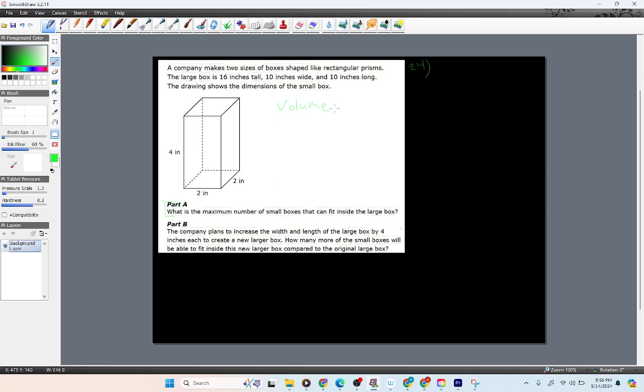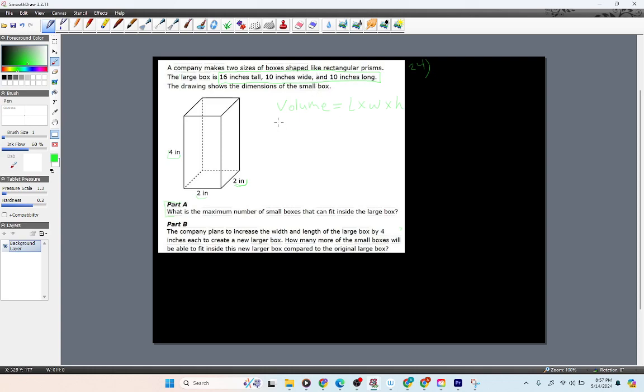And the formula for volume of a rectangular prism is length times width times the height. So our overall approach is going to be to find the volume of this large box shown by these dimensions and then divide it by the volume of this smaller box indicated by these dimensions here and see how many of these small boxes will fit into this larger box.